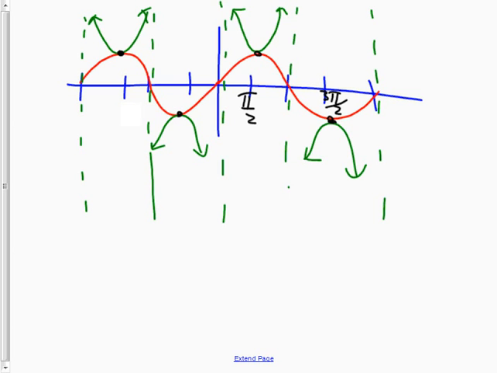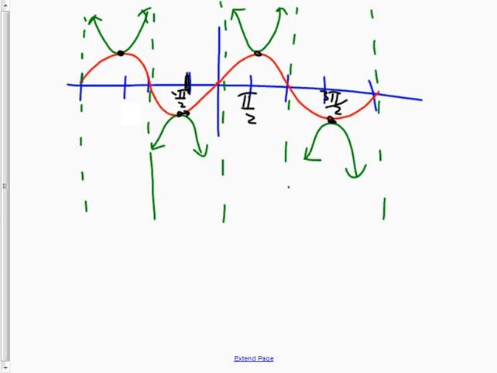This one would be, I think I'm off a little bit. That's supposed to be moved over a smidge. But anyway, that's going to be negative pi over... Let me think what it really is. Yeah, that is at negative pi over 2. Anyway, there's your basics of what you have to do.